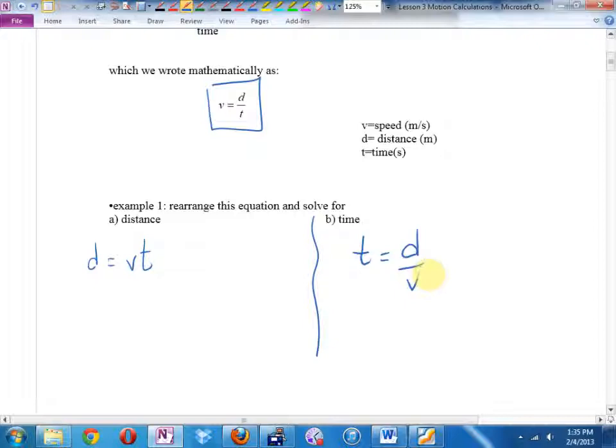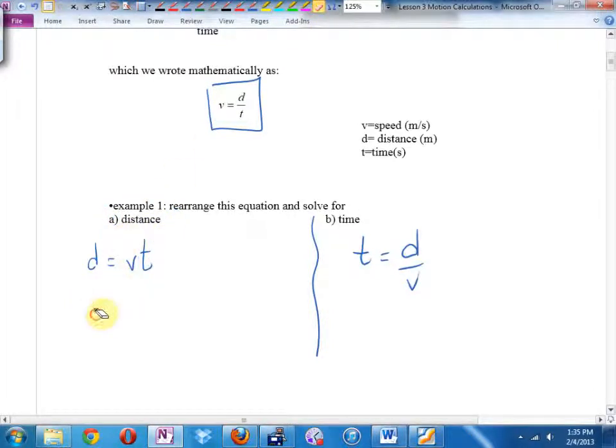I'm sorry, I can't hear you. If I'm trying to get the T by itself, I want to move this guy over. How would I move this guy over? Divide it to the other side. Right? And then the V would cancel on the right hand. The T would be by itself.